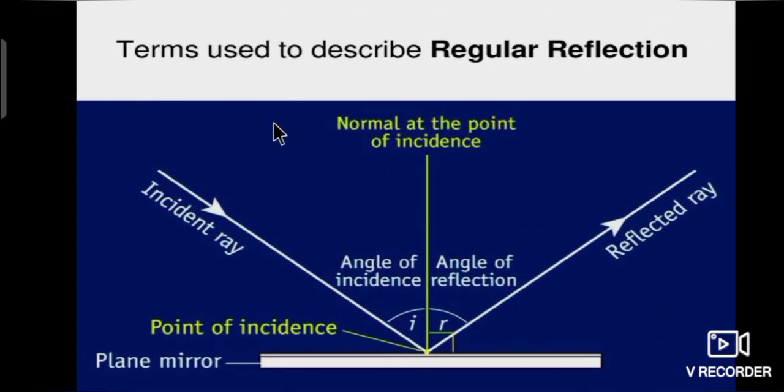Now we will learn about the terms used to describe regular reflection. What are the terms used in regular reflection? Incident ray, reflected ray, angle of incidence, point of incidence, plane mirror and normal at the point of incidence. We'll see one by one.